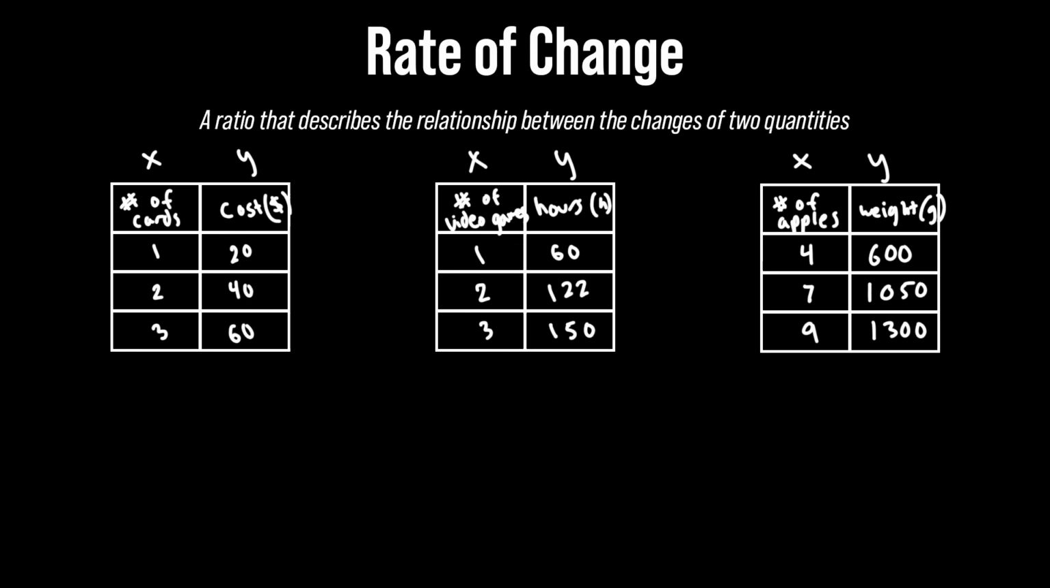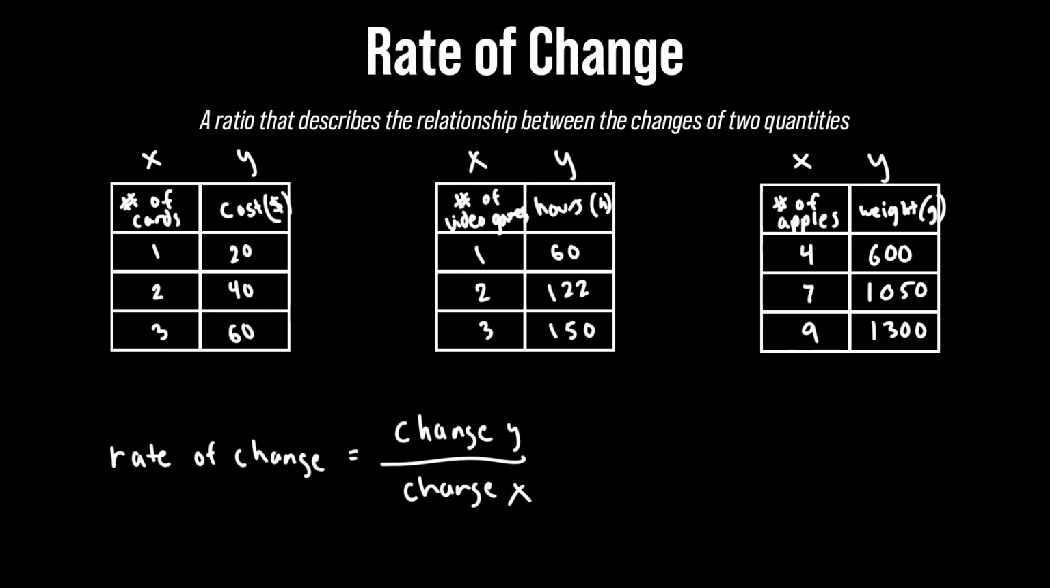Today we're going to learn about rate of change. Rate of change is the ratio that describes the relationship between the changes of two quantities. Now, when we refer to the rate of change, it's often described as the change in y over the change in x. How would we describe the change in y?